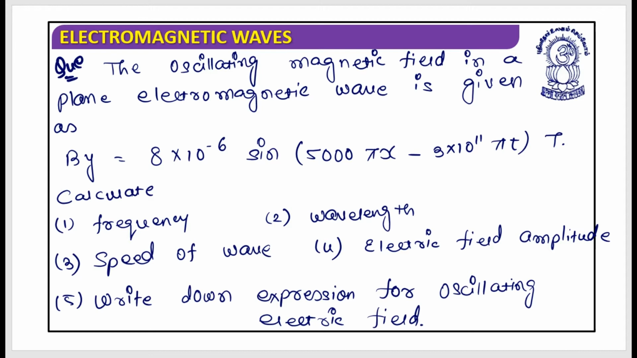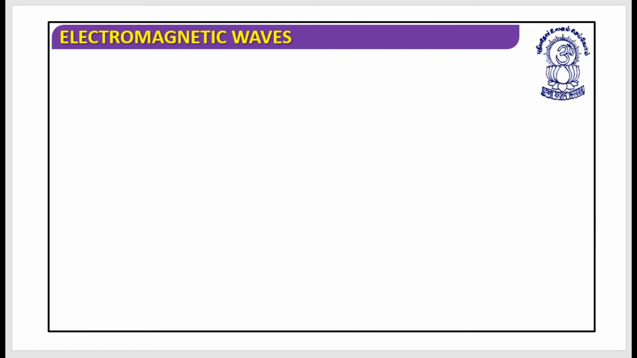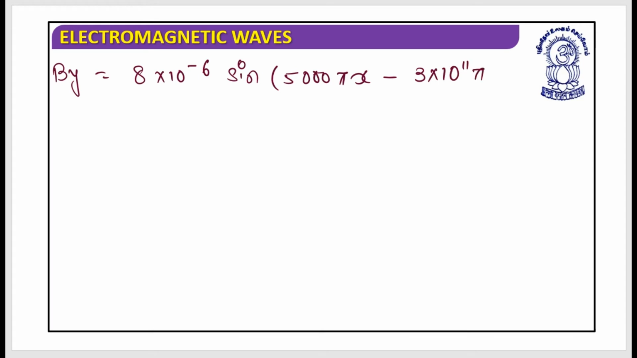Have you noted it? Have you? So can we begin with this? Let's look at this. What they have provided is By, and that By would be equal to 8 into 10 to the power minus 6 sine 5000 pi into x minus 3 into 10 to the power 11 pi into t.